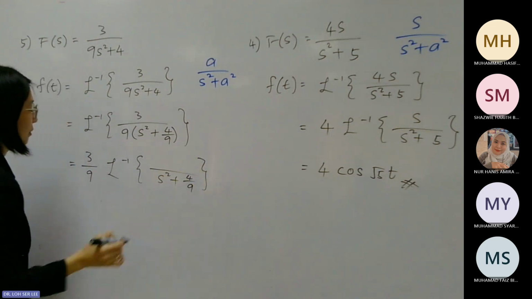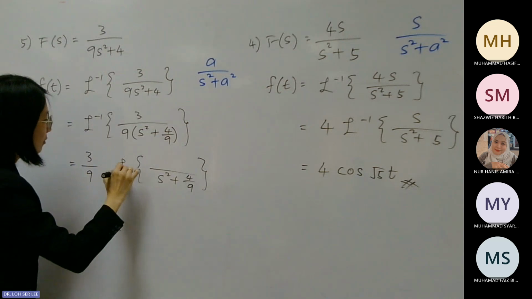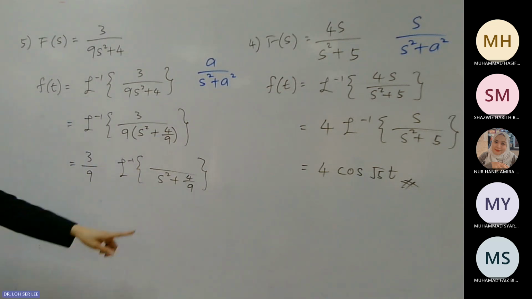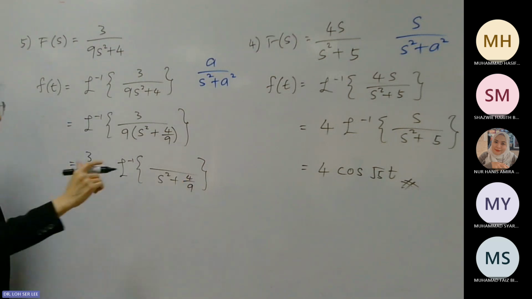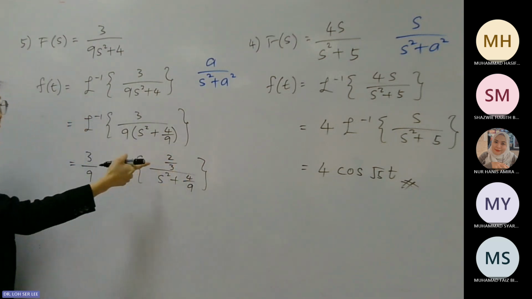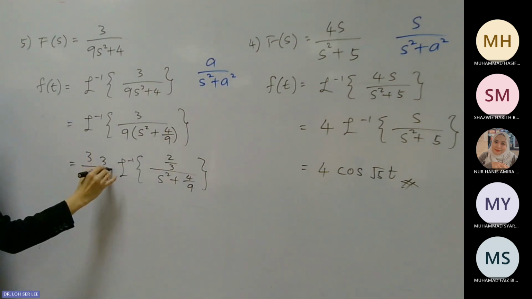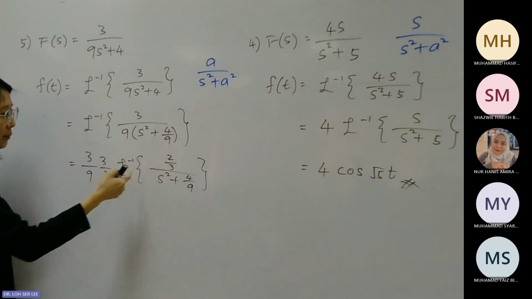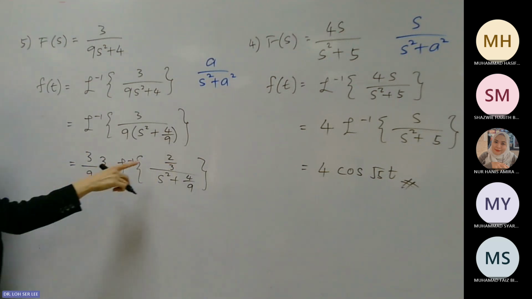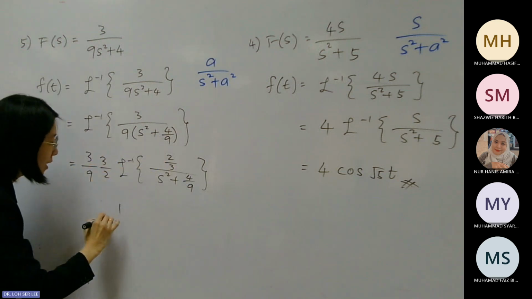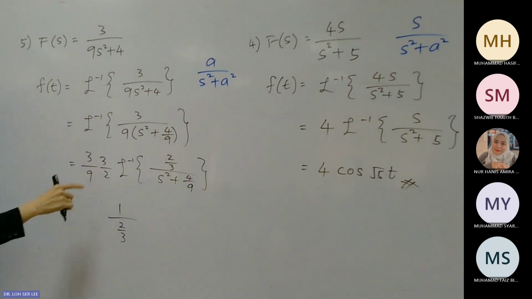What is your a now? Your a squared is 4 over 9. So your a is 2 over 3. We insert a 2 over 3. Outside will be 3 over 2, because we have to make sure they can be cancelled out. Or 1 over 2 over 3, which is the same as 3 over 2.